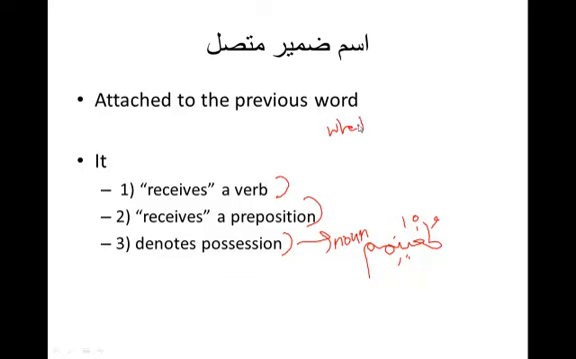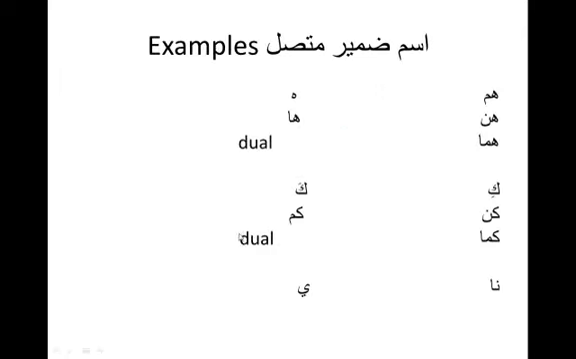So let me ask the question. What comes before in each case? What is it attached to? Okay, it's attached to the end. Always attached to the end of what? Either a verb, a preposition, or a noun. And in that case, it's either receiving the verb, receiving the preposition, or possessing the noun. Not a jinn style possession, just ownership style possession. Okay, so these are the words that you use to attach.